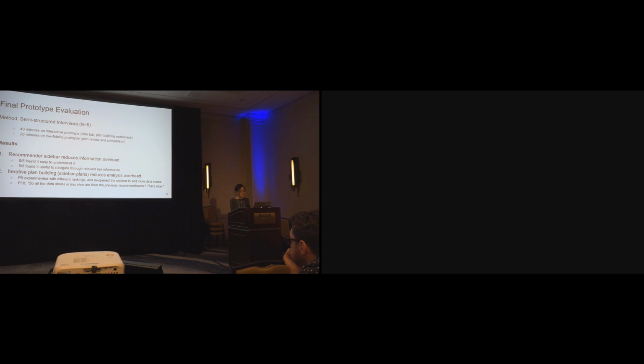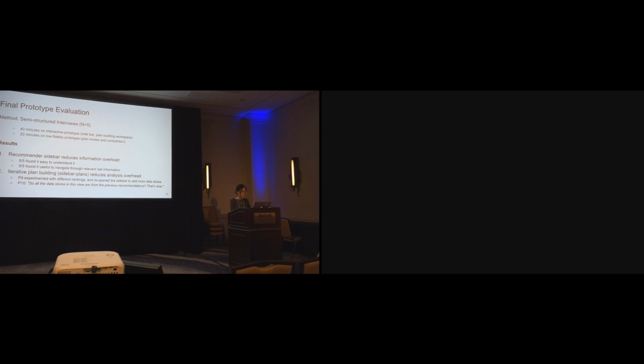Overall, we received pretty positive feedback. The recommender sidebar was considered very helpful in reducing information overload. All 5 participants found it very easy to understand, and also useful to navigate through the risk information and get familiarized with what data they need to protect. And number 2, they applauded the iterative plan building. That is, we can go from the recommender sidebar to the plan building workspace and then go back to iterate on the plan building.